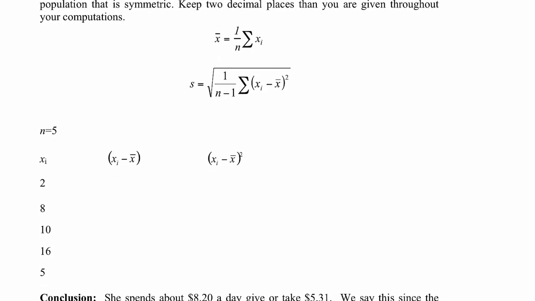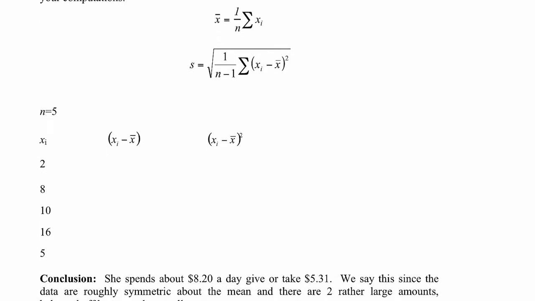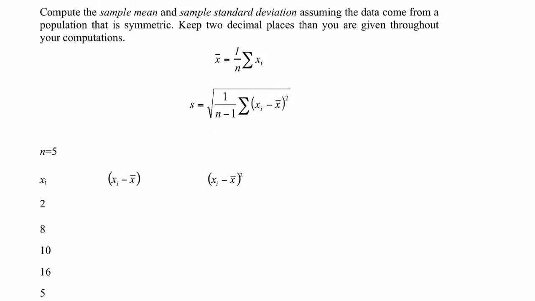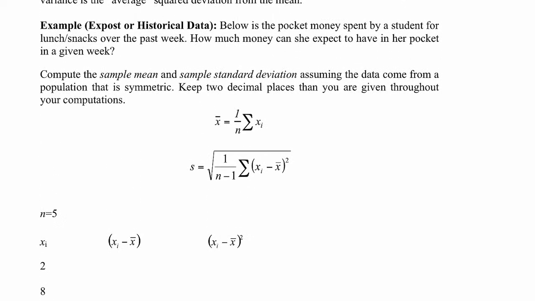What you have here is a list of the days of the week, Monday, Tuesday, Wednesday, Thursday, Friday, in a select week, where the amount of money a student had in their pocket, they happen to have for spending, coins or bills. This is how much they had available in their pocket throughout the week. We want to answer the question, how much money can she expect to have in her pocket in a given week?